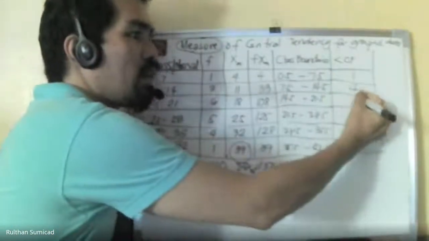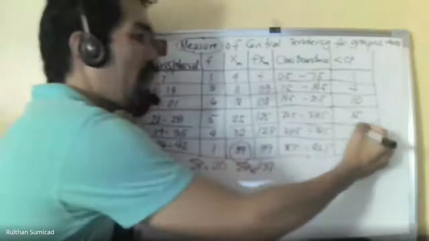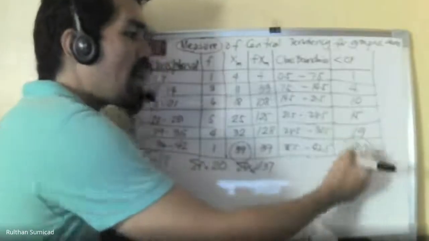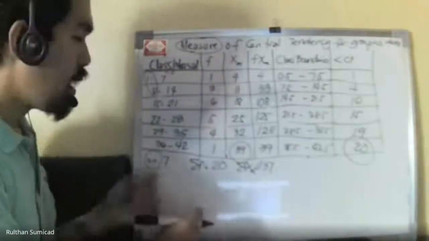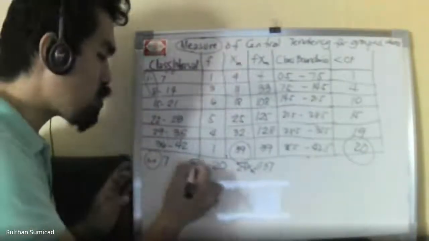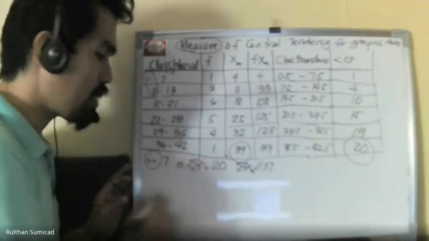4 plus the third frequency, that is 10. 10 plus 5, that is 15. 15 plus 4, you have 19. 19 plus 1, 20. You must end here as your summation of f. By the way, this is also known as n.